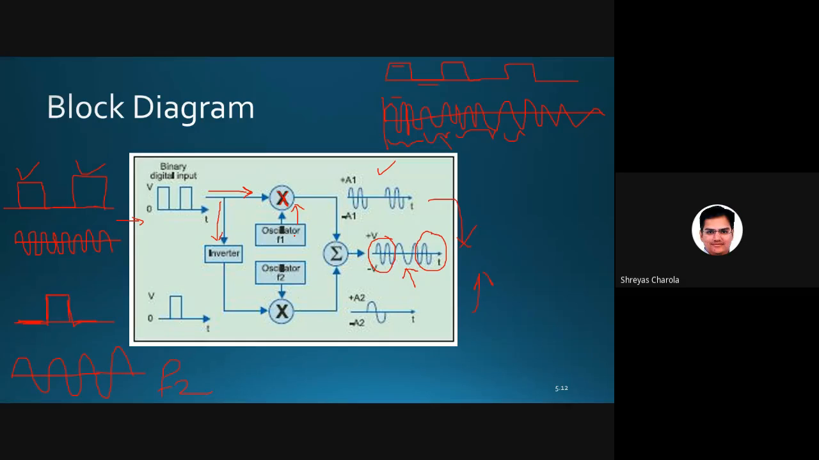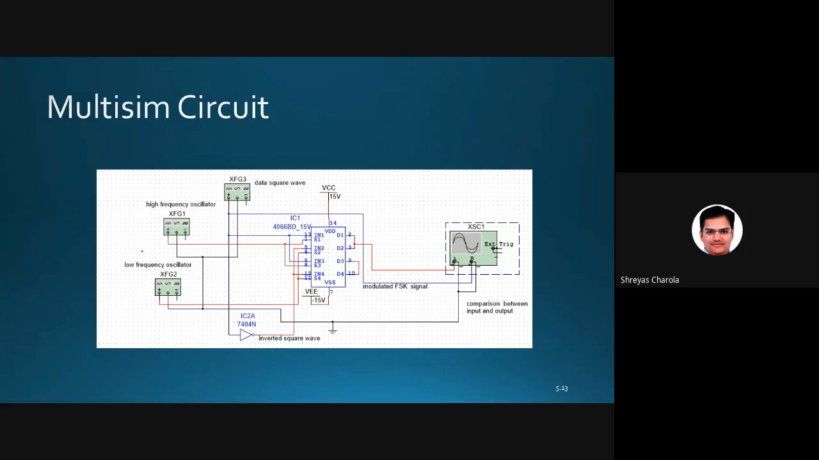Okay. Now this is the circuit we are going to implement. This signal is a data square wave, that is a digital signal I need to apply. When it goes over here, this is the inverted input applied to input 2. So this is input 1, inverted, applied to input 2. In S1, I need to apply the highest frequency F1.